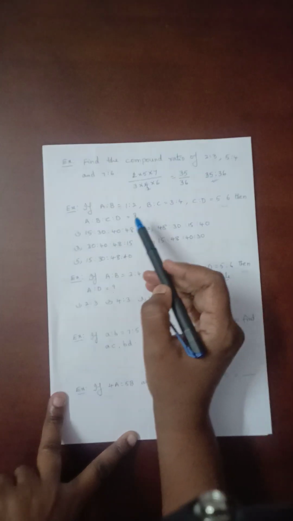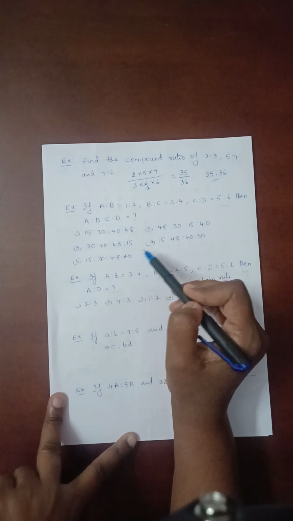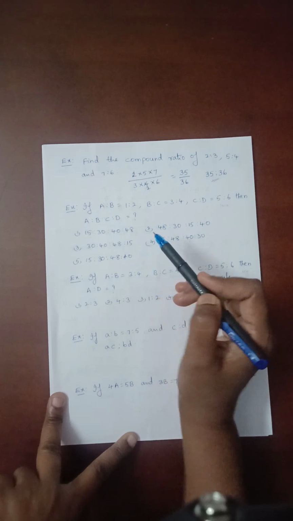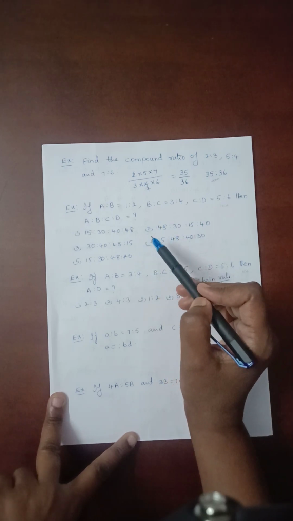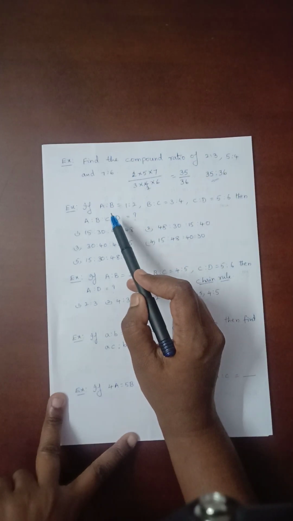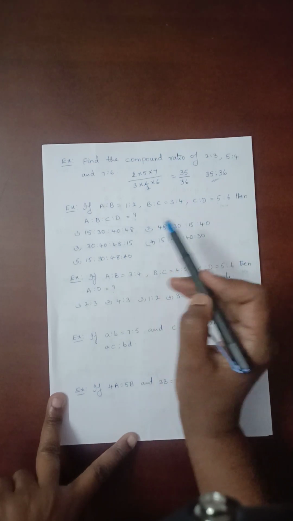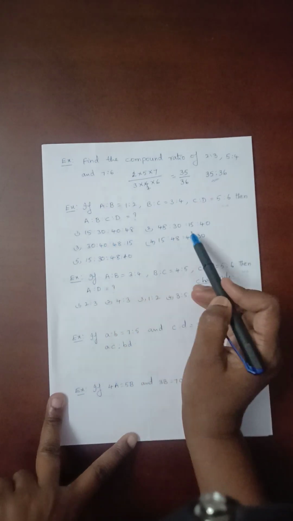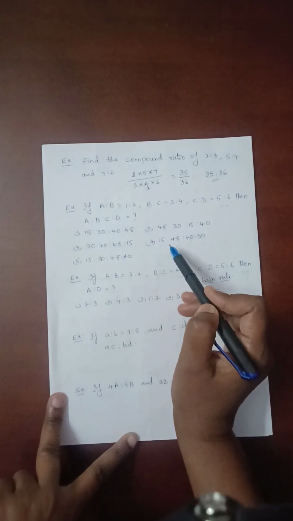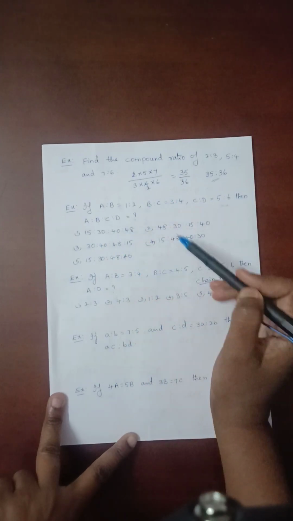Here some choice answers are given. This is a question from your competitive examinations. They given A is to B, B is to C, C is to D. By seeing the options also, we can say the answer. So no need to do the whole problem.